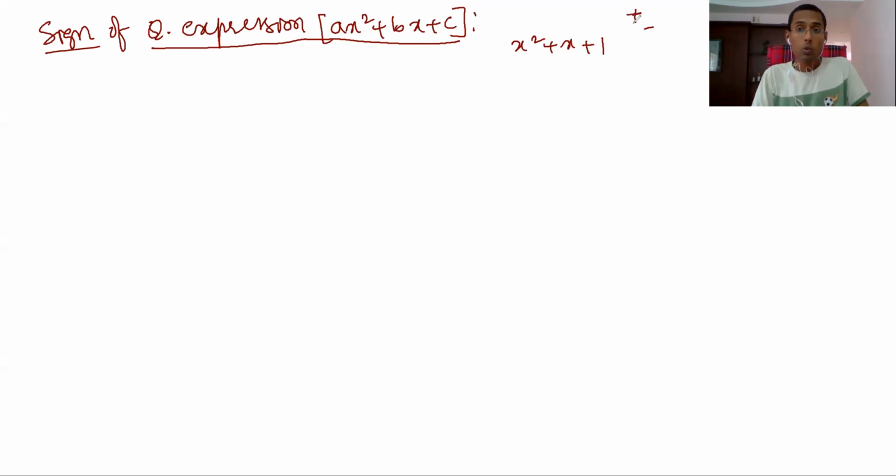If it is positive, for what values of x is it positive? If it is negative, for what values of x is it negative? If it is positive for some values of x and negative for some other values of x, for what values of x it is positive and for what values of x it is negative, those intervals you need to find out. This is a very, very important concept.